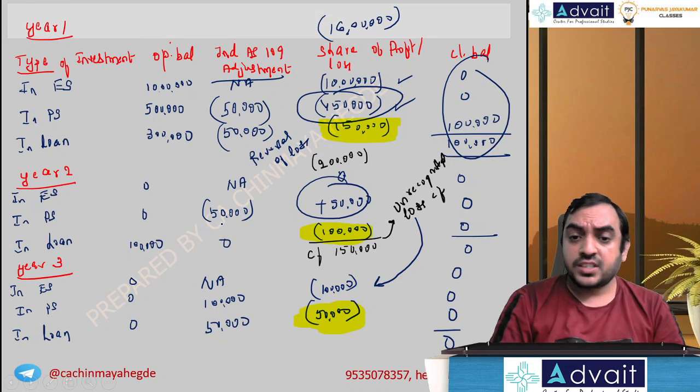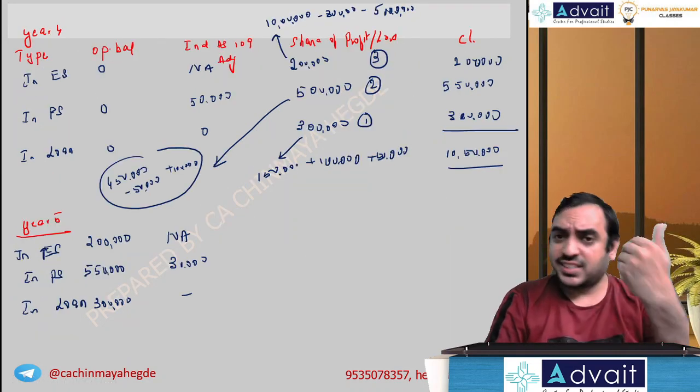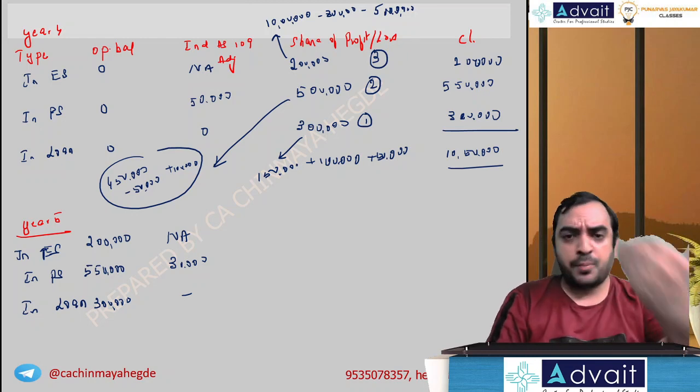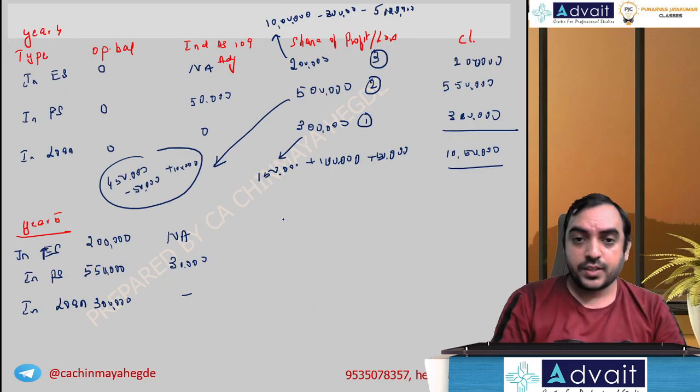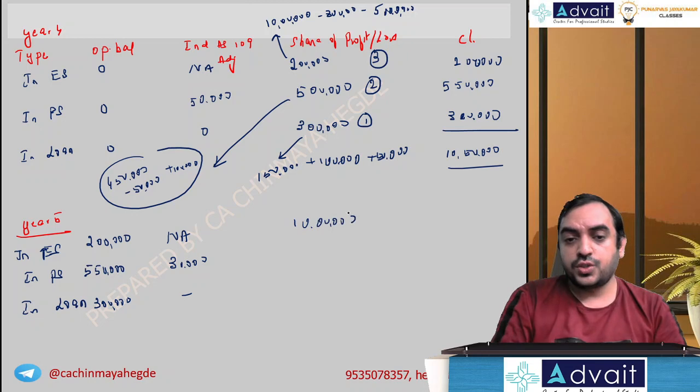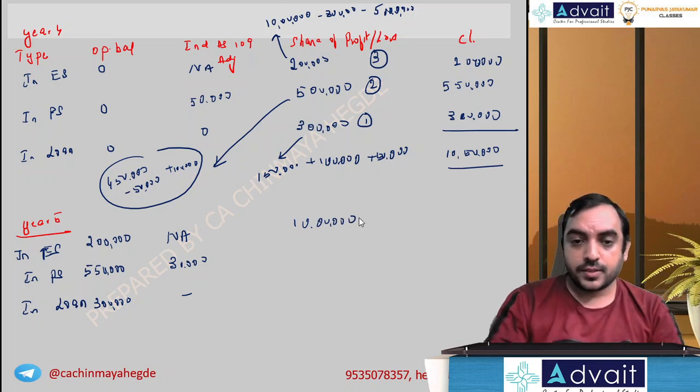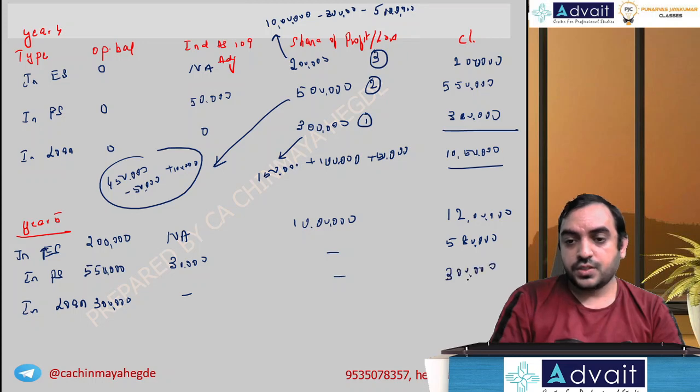Share of profit, whatever was supposed to be set against the loan is completely set off. Whatever against the preference share, completely set off. So everything, the share of profit, goes to equity shares only, which is 10 lakh. So the entire share of profit goes to equity shares, 10 lakh. So year 5: 10 lakh plus 2 lakh, 12 lakh; 5 lakh 50,000 plus 30,000, 5 lakh 80,000; 3 lakh plus 0, 3 lakh. So total becomes 20 lakh 80,000.